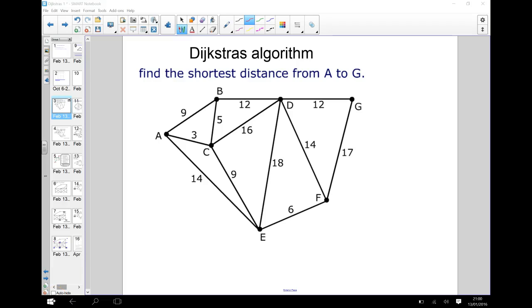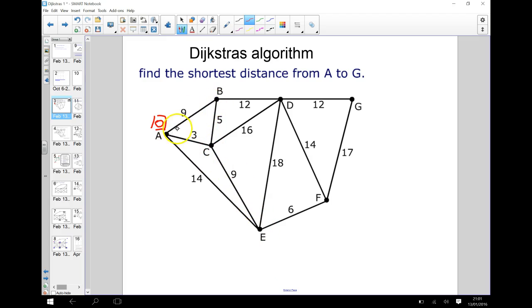Hi, in this video we're going to have a look at Dijkstra's algorithm, and at how we can apply it to this network to try and find the shortest distance from A to G. So to start with, we're going to label the vertex A with a 0. That's where we're starting, and it's 0, let's say miles, it doesn't really matter, but 0 miles to get from A to A.